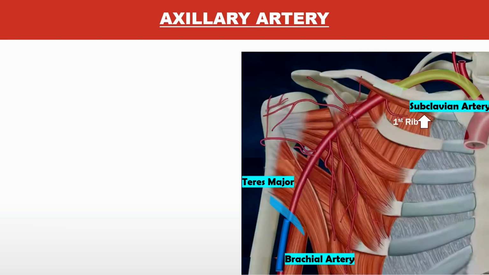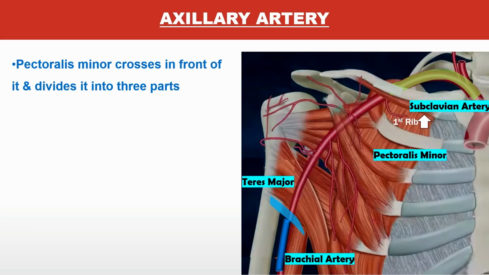Now, there is this muscle that you can see here. What is this muscle? This is pectoralis minor. This is also known as a key muscle of the axilla. Why key muscle? This has a very important role to play. It runs over the axillary artery. So it lies anterior to the axillary artery. And what does it do? It actually divides the axillary artery into three parts.